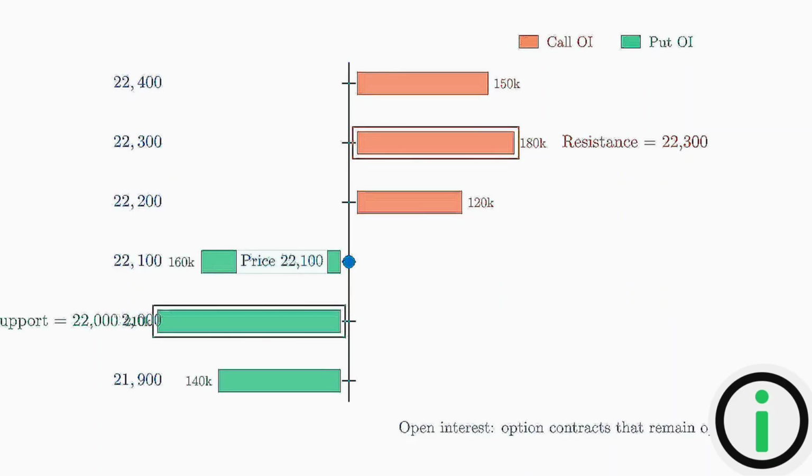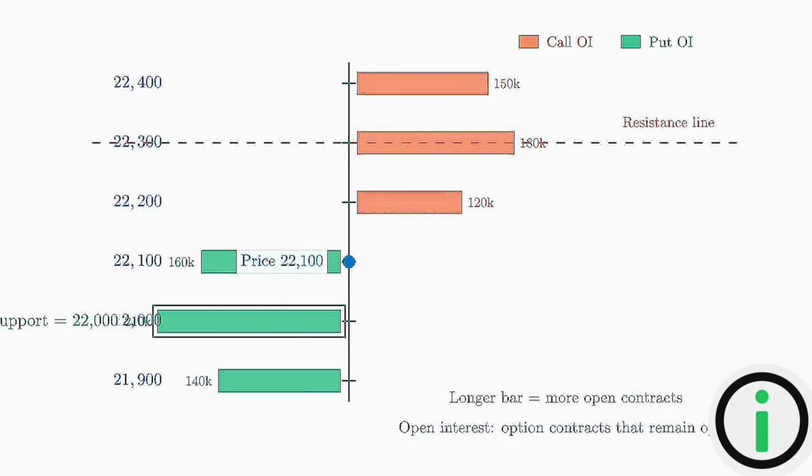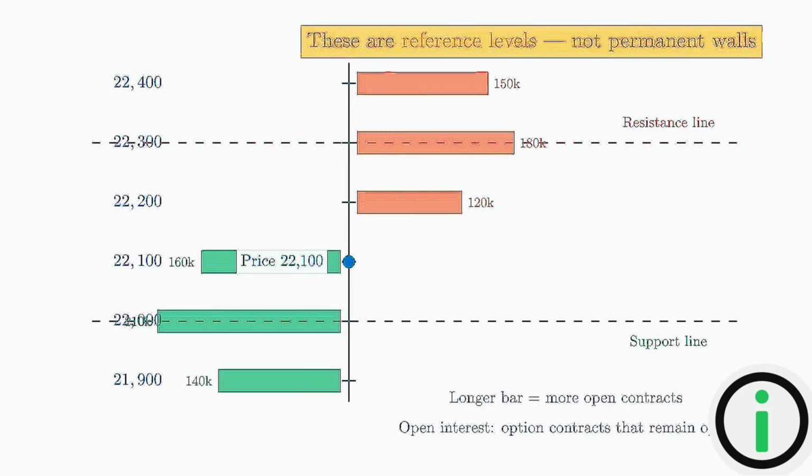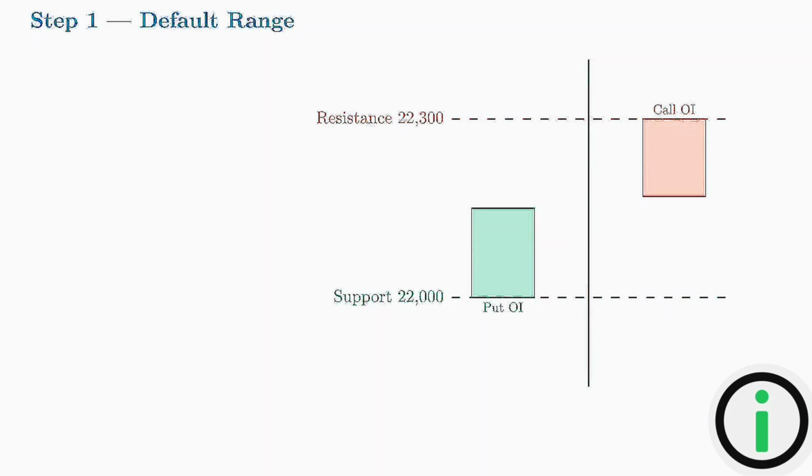Red or pink bars represent call OI, and teal or green bars represent put OI. Longer bars mean more open contracts, not automatically a stronger trading signal. The resistance line is the strike with the heaviest call OI, where call writers may defend the market. The support line is the strike with the heaviest put OI, where put writers may defend the market. These are reference levels. They can shift as positions are added or unwound, so we should never treat them as permanent walls.